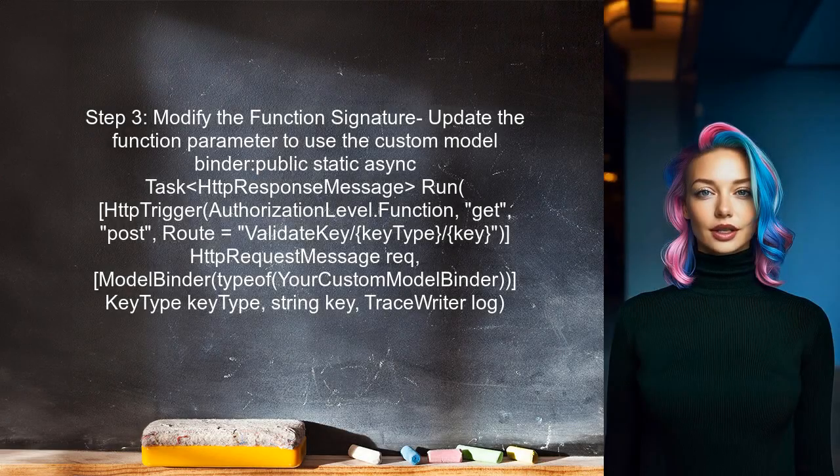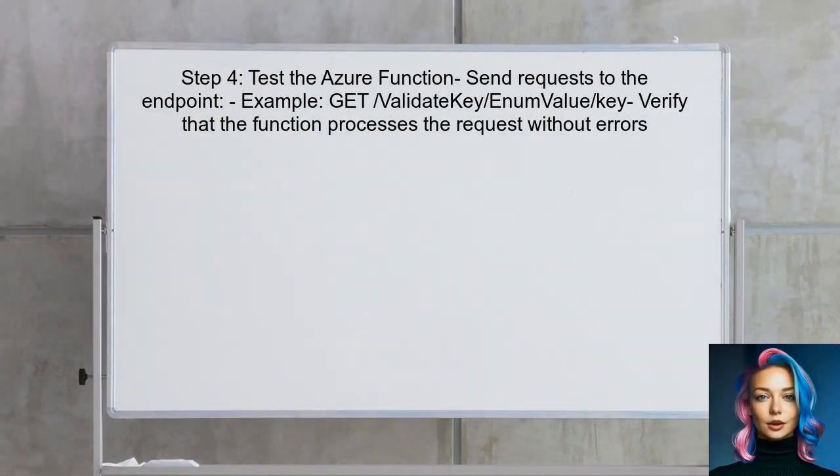After setting up the custom model binder, the user should modify the function signature to use the new binder for the enum parameter. This will allow the binding to work seamlessly. Finally, the user should test the Azure function to ensure that the binding works correctly. They can do this by sending requests with valid enum values and checking the responses.